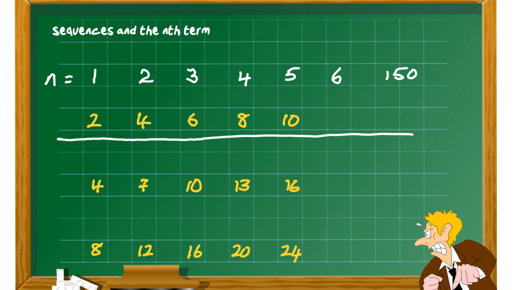Look, where n equals 1, the number in our sequence equals 2. When n equals 2, the number equals 4. When n equals 3, the number equals 6. Do you see what we're doing? So 1 and 2, 2 and 4, 3 and 6. We can see a relationship here because this number is just double this number. This number is double this number.